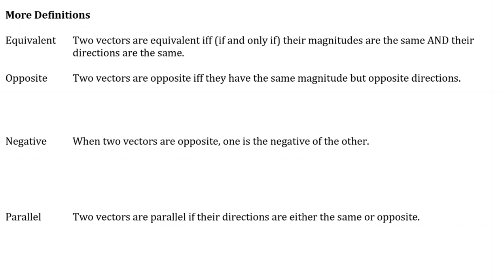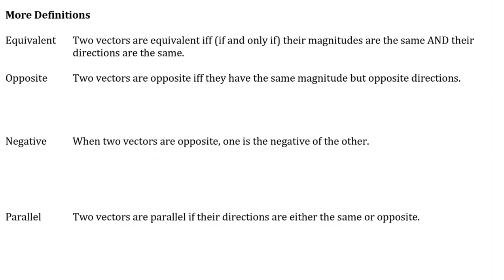Equivalent. Two vectors are equivalent if and only if, the "iff" notation that we've seen before, their magnitudes are the same and their directions are the same. So equivalent or equal, similar idea, right? And I mentioned that before, but again, that's a formal definition of vectors that are equivalent to each other. They can have the same magnitude but different directions. They can have the same direction but different magnitudes. But if they have both the same magnitude and direction, then they're equivalent.